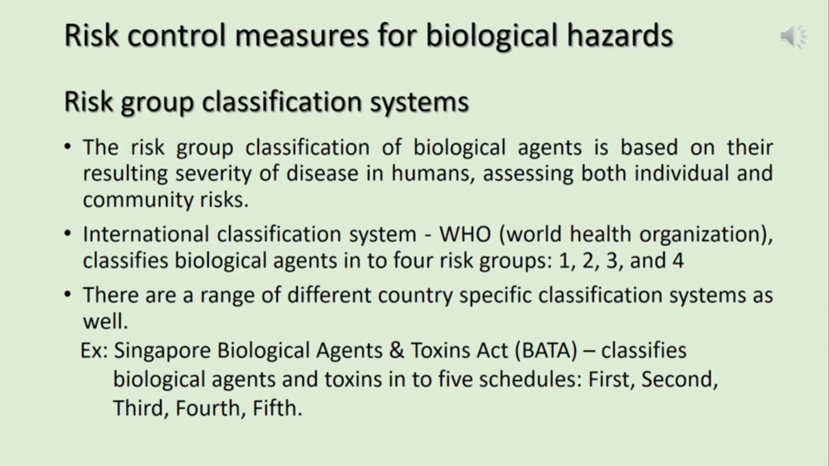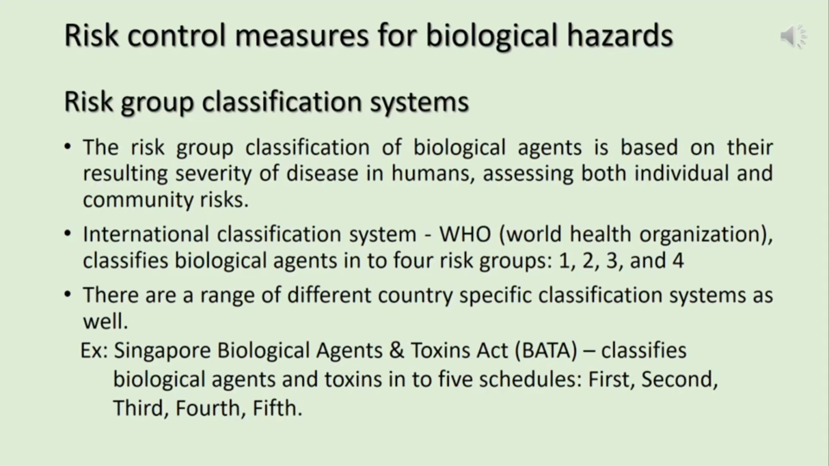For example, in Singapore we have the Singapore Biological Agents and Toxins Act. In Singapore, when we're handling biological agents, we need to refer to this in order to see what kind of preventive measures we should take to handle biological hazards. The Act classifies biological agents and toxins into 5 schedules, for example, first schedule organisms, second schedule biological organisms, etc.